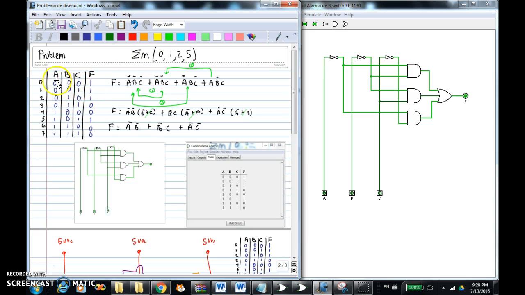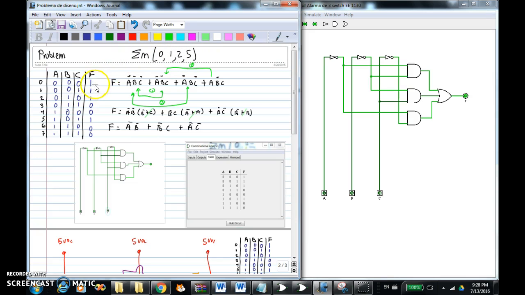Right here, number one is combination 0. We have 1 in combination 1, another one in the output in combination 2, and we have the last one in the output in combination 5. So that's what I mean. The minterms are the ones of the outputs expressed in this combination, right?